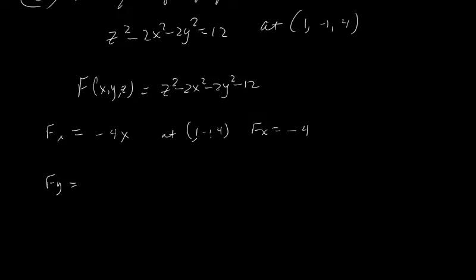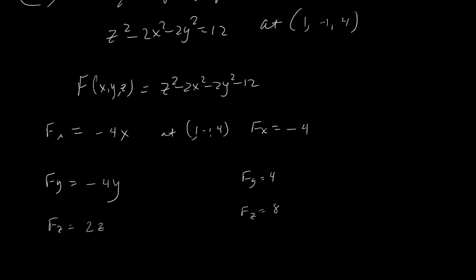The partial of f with respect to y is going to be equal to negative 4y. So at this point, that's going to give me positive 4. And then the partial with respect to z is 2z, and at 1, negative 1, 4, that's going to give me a value of 8.